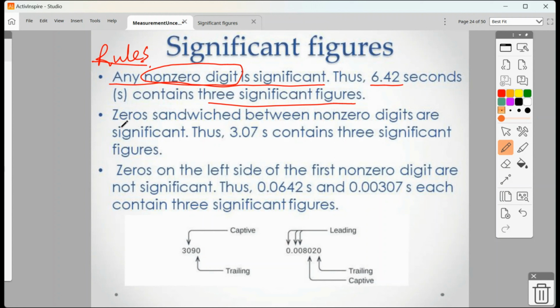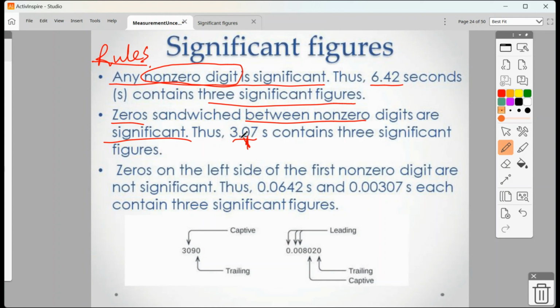Second rule, it says the zero. The problem comes with the zero. Zeros between non-zero digits are significant. For example, 3.07. The zero in the middle here is significant, and hence we have also three significant figures here.